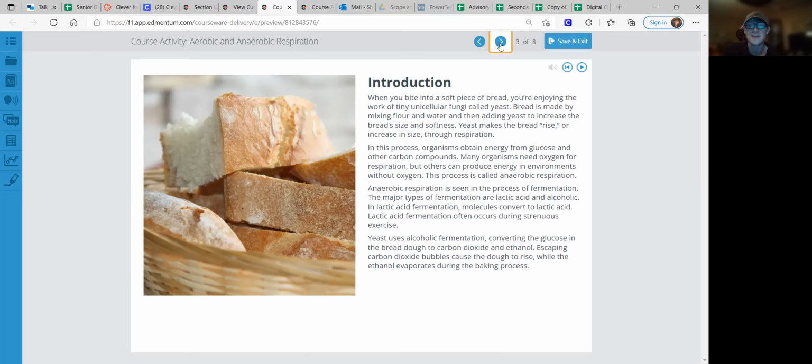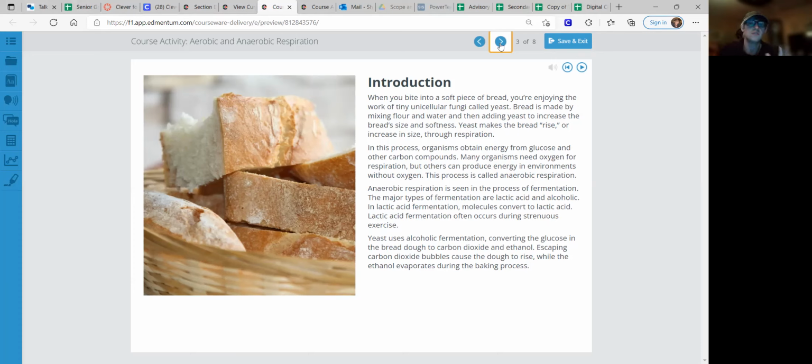Introduction. When you bite into a piece of bread, a soft piece of bread, you're enjoying the work of tiny unicellular fungi called yeast. Bread is made by mixing flour and water and then adding yeast to increase the bread's size and softness. Yeast makes the bread rise or increase in size through respiration. And this is a process where organisms obtain energy from glucose and other carbon compounds. Many organisms need oxygen for respiration, but others can produce energy in environments without oxygen.